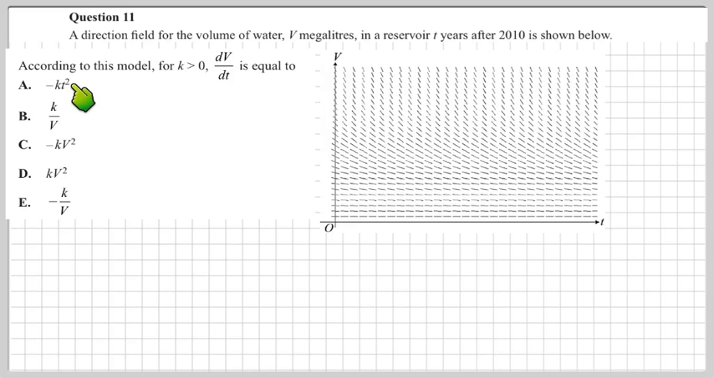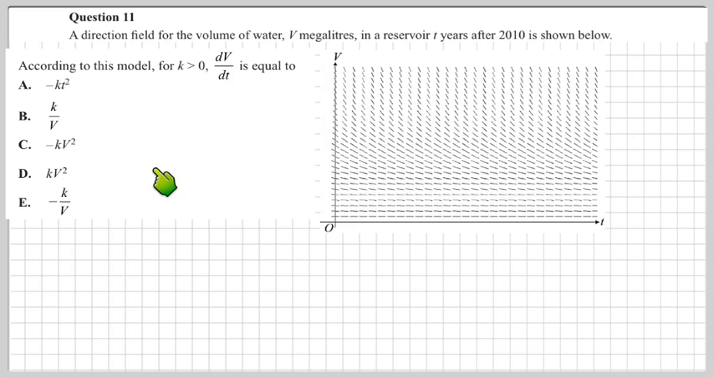So I wouldn't be listening to this guy. He's an imposter, because if it's K over V, when V was 0, you'd get an undefined gradient, which would be vertical. Well, that's no good. Neither is this for the same reason. So it looks like it's got to be this one or this one, yeah? So is it minus or is it plus?